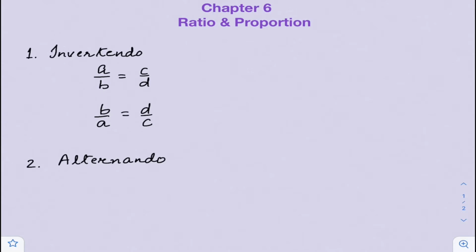Number 2, alternando. What does it mean? Suppose we have two ratios which are equal to each other, and if you interchange c with b, a upon c equals b upon d. So this rule is called alternando.